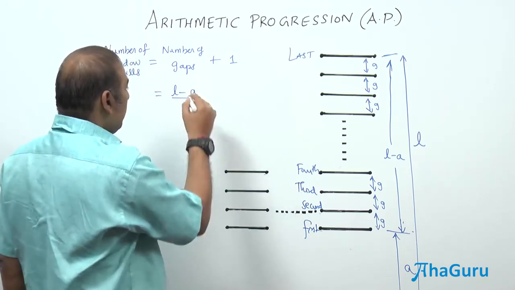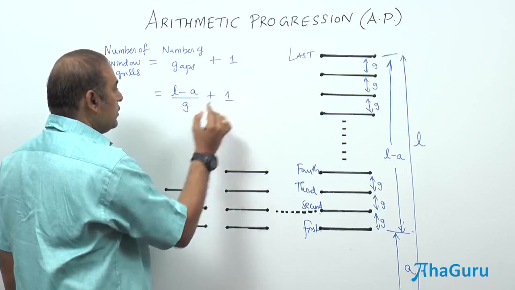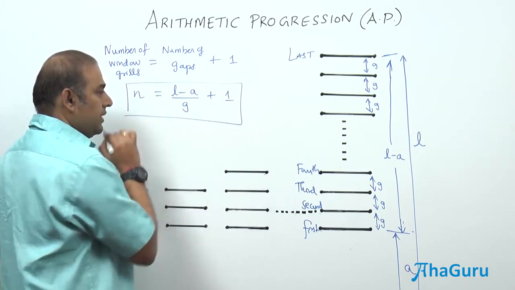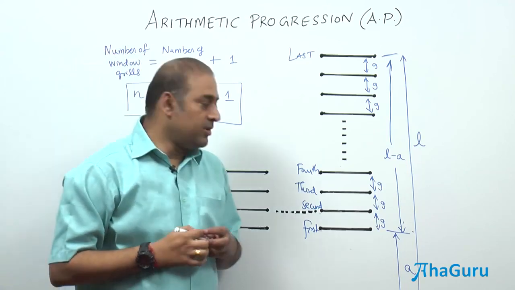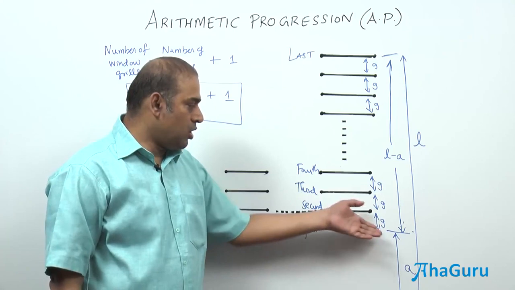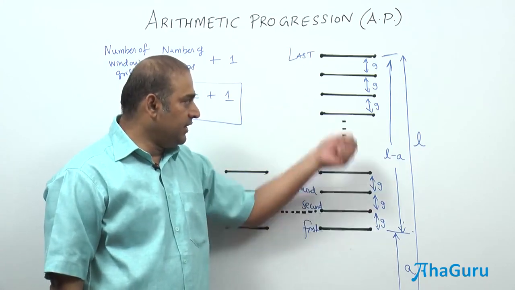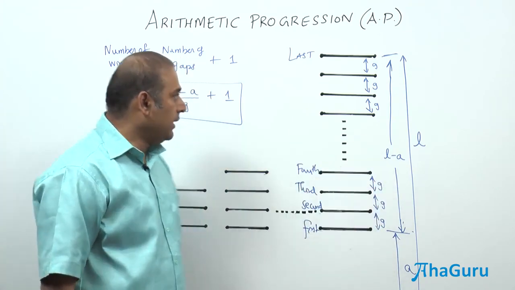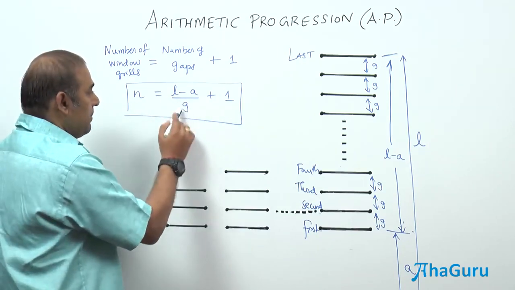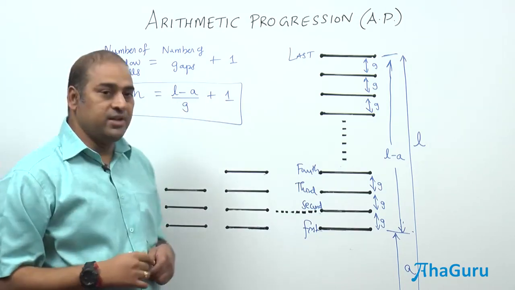And that is the number of gaps; plus 1 is going to be N. That is going to be the number of grills, right? This you can interpret with the arithmetic progression. Instead of G, if you take D, the common difference, here it is increasing by D like that. So if you plug in the formula here, (L minus A) by D plus 1 is equal to N, which we have already seen.